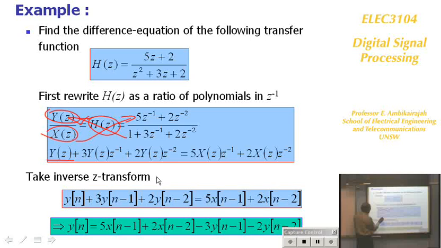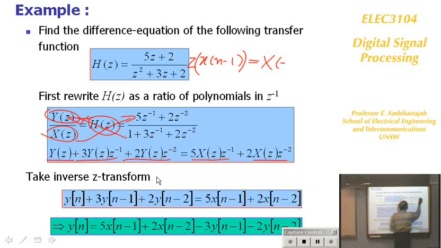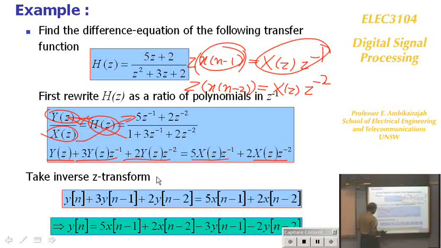Now you go back and look at your transfer function, an inverse transform. You had earlier x(n-1); if you take the transform of it, you get X(z) z to the minus 1. You had the transform of x(n-2) equal to X(z) z to the minus 2. So you do it now backward. If I have this, I can get that.